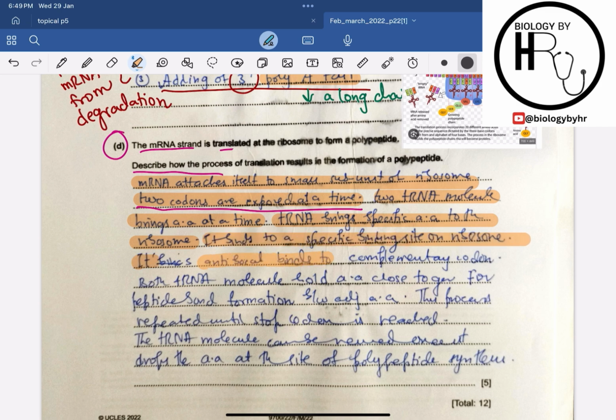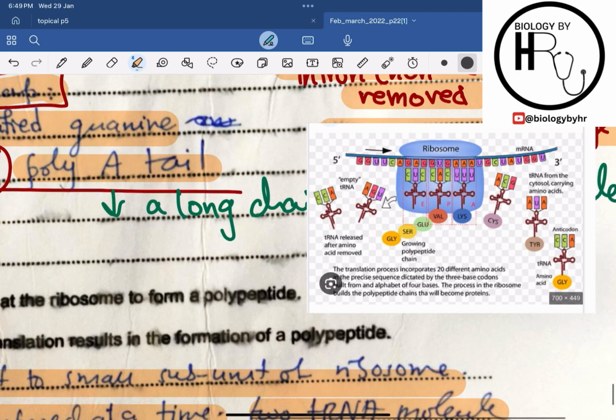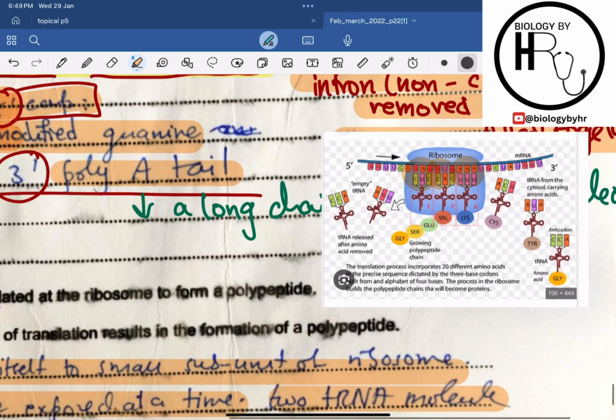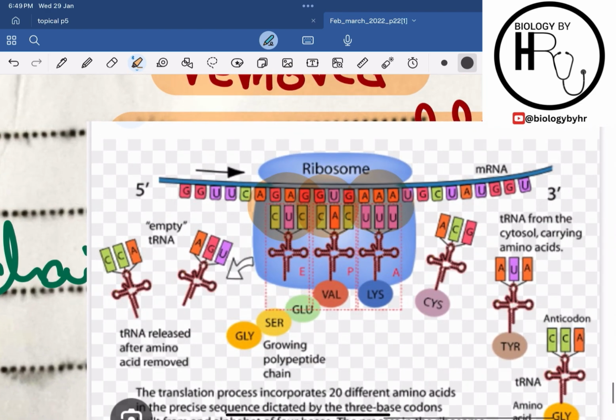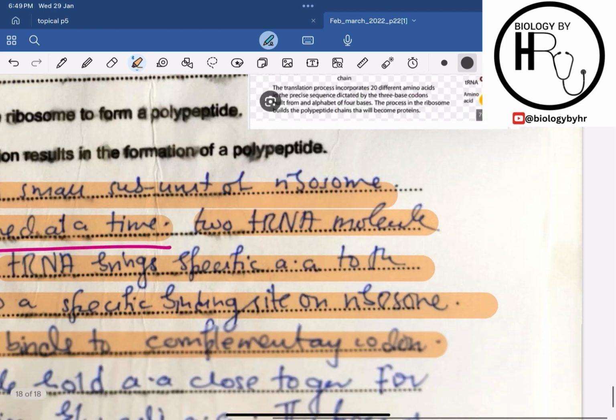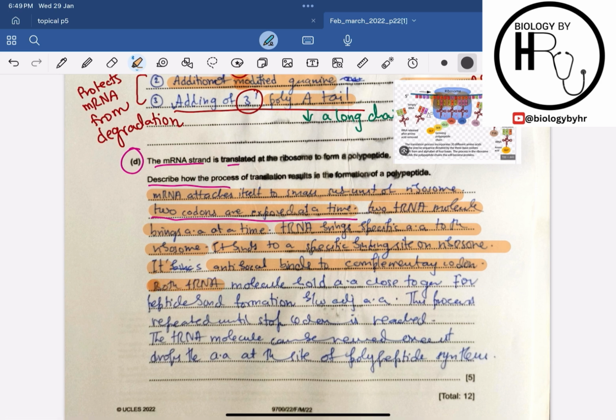Then the anticodon binds to the complementary codons, right? You can see over here the binding is between the complementary codons and anticodons, right? The G is binding with C, the A is binding with U. Then both tRNA molecules hold the amino acids close together just like this, for the peptide bond formation between the adjacent amino acids. This process is repeated until the stop codon is reached in the mRNA, right? The tRNA molecules can be reused after they drop the amino acid at the site of the polypeptide synthesis, right?